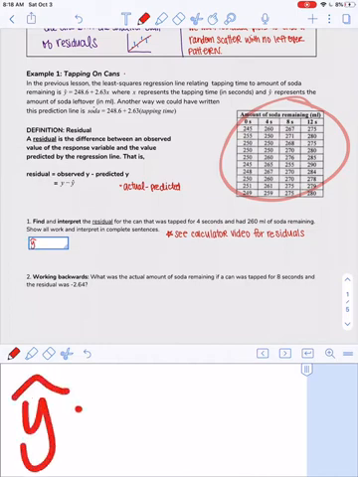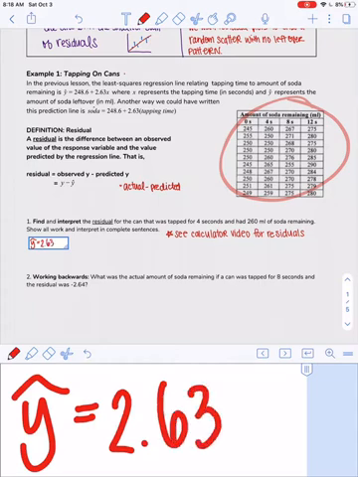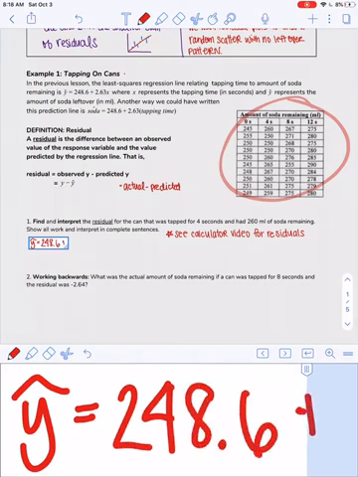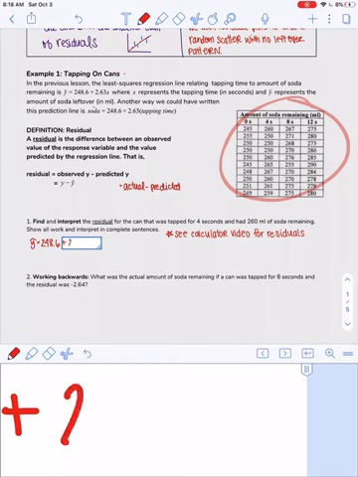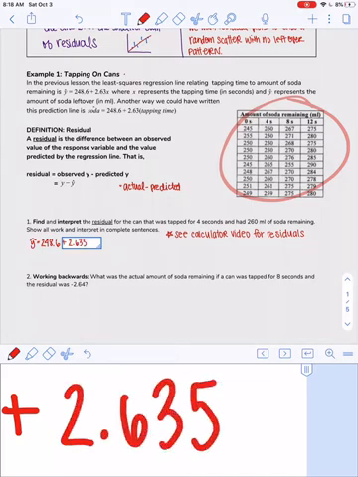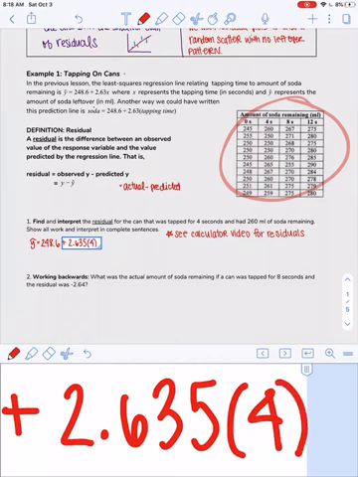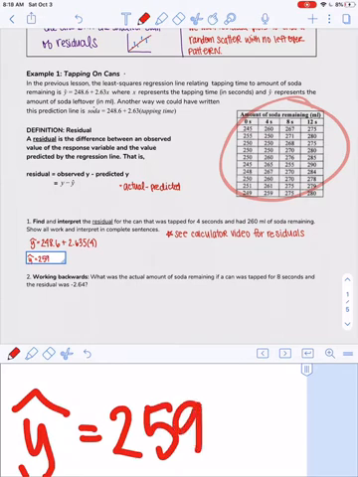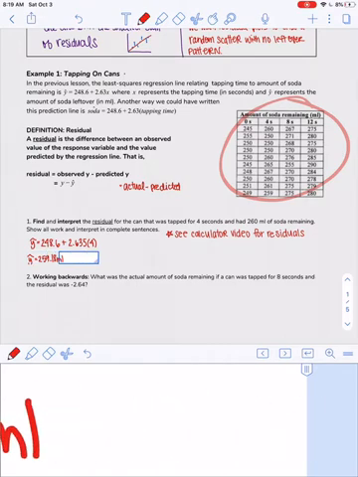So we have y hat equals, or actually, hold on. My bad. We want to put our y first. So 248.6 plus 2.635 times 4 for the 4 seconds. All right. So then we're going to have y hat equals 259.18 milliliters. This is our predicted amount.